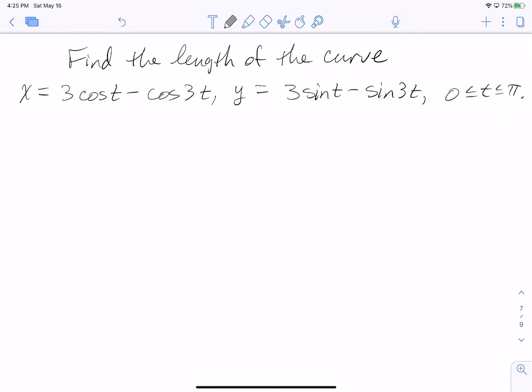Pause. Wait, hang on. The length formula is equal to the integral from alpha to beta of the square root of dx dt squared plus dy dt squared dt. There you go. Now, pause the video, have at it.